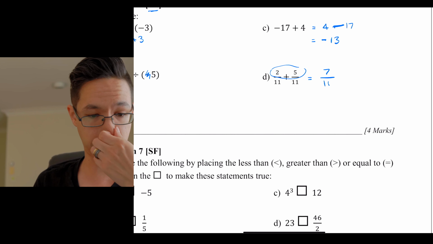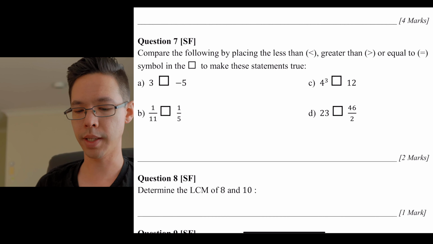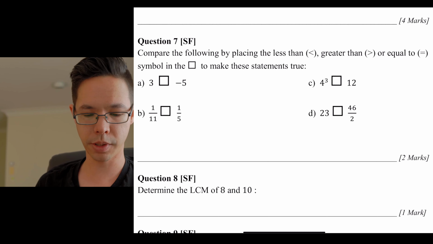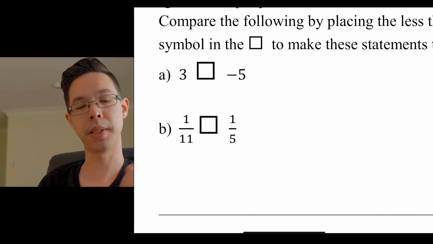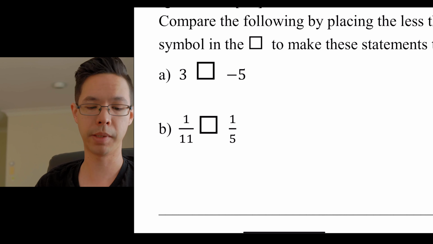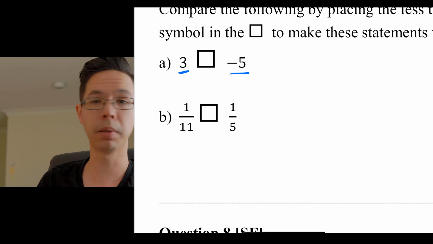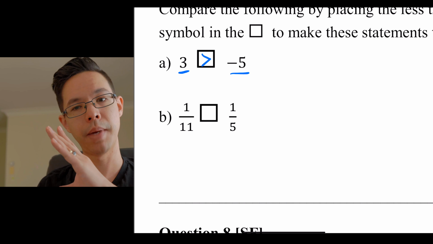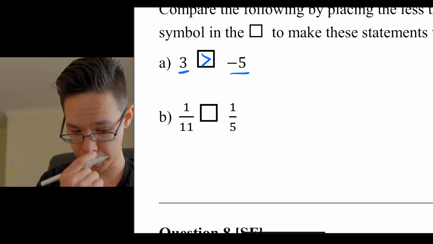All right, moving on. Question 7. Compare the following by placing a less than, a greater than, or equal to symbol in the boxes to make the statements true. Okay, so we just got to figure out which one's bigger, or perhaps maybe in some occasions they might be the same. So 3 versus -5. Well, a positive number is always bigger than a negative number, so the mouth always faces towards the bigger number. Right, next one.